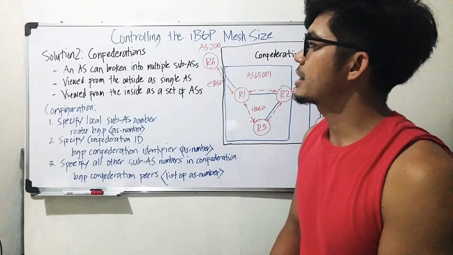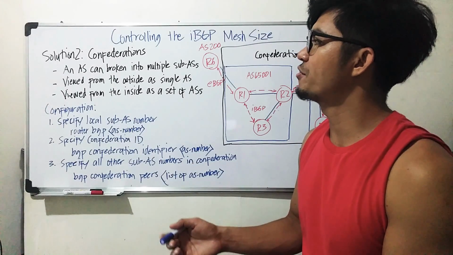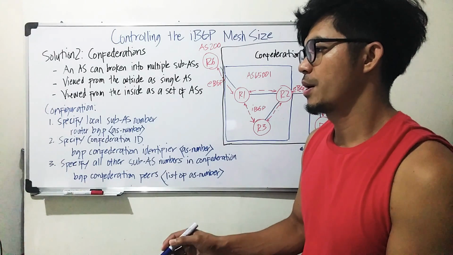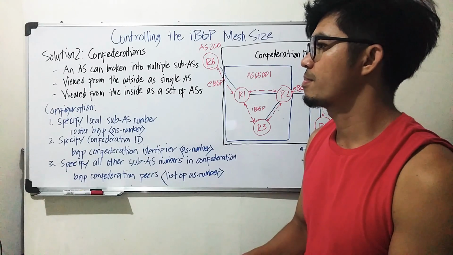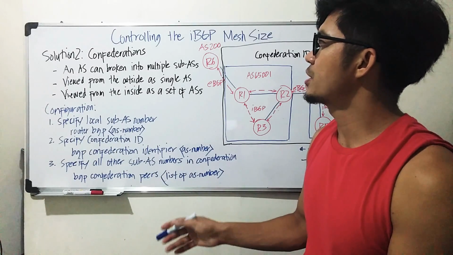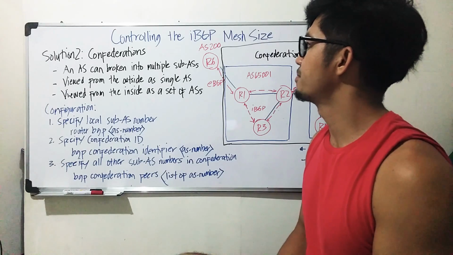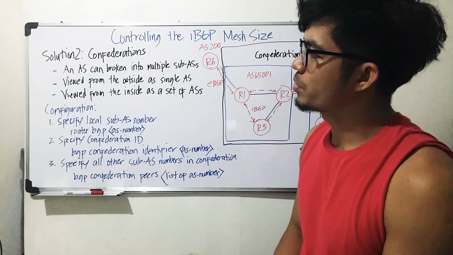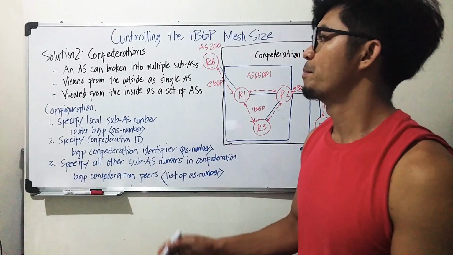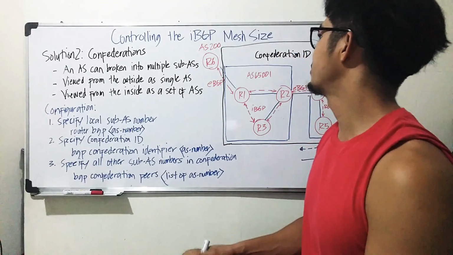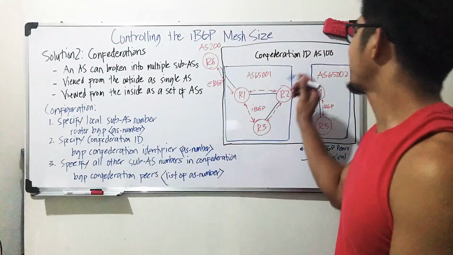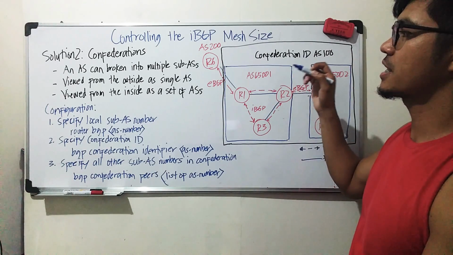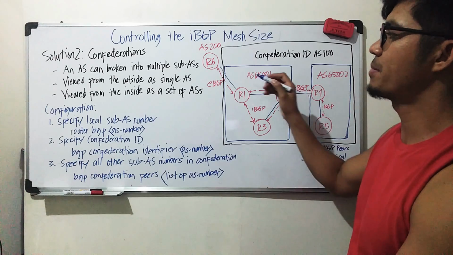Like route reflectors, confederations can also control the number of peerings in the IBGP topology. Confederations basically means you have an AS. Let me just give you an example. You have an AS, this is, for example, your AS there, an AS that can be broken into multiple sub-AS.